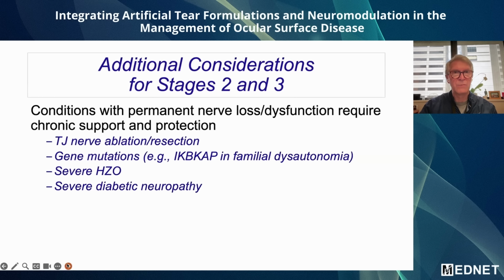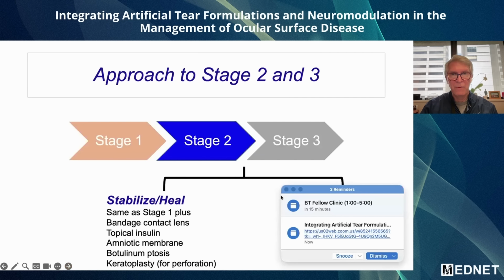Additional considerations for stages 2 and 3 include conditions with permanent nerve loss or dysfunction that require chronic support and protection. These might be patients that have undergone trigeminal nerve ablation or resection for trigeminal neuralgia, gene mutations such as the IKBKAP mutation and familial dysautonomia, severe zoster where the nerves have really been destroyed, and then severe diabetic retinopathy.